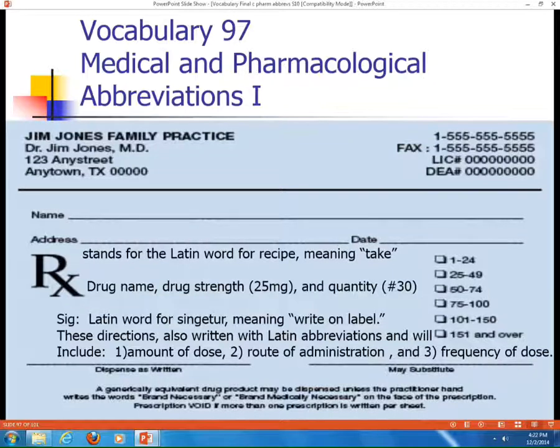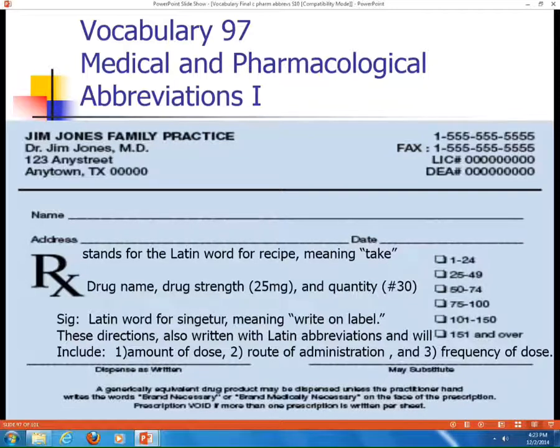When you go to the doctor, they'll scribble something on a pad like this, and it'll say RX probably somewhere on there. The RX actually stands for a Latin word for the word recipe, and basically what the doctor's saying is, hey, dummy, take this, right? So this is your take instructions. And then after that will be the drug's name, the strength of the drug, and the quantity, the number of milliliters, or the number of tablets, or whatever it is that's being prescribed.